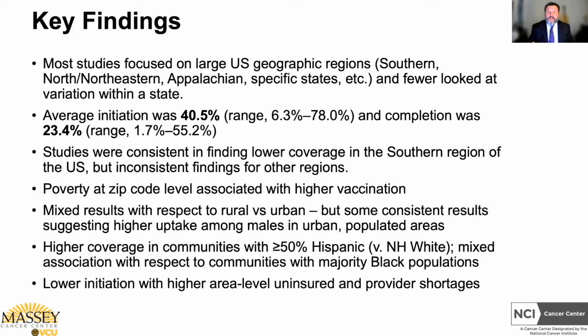With regard to rural and urban, some studies looked at these differences, and there were some consistent results suggesting higher uptake in more populated areas, especially for boys. With regard to race and ethnicity, many of the studies did find that higher coverage was found in communities with majority Hispanic populations, and there were mixed results with regard to communities with majority Black populations. And finally, studies were consistent in finding that there was lower initiation with higher area-level uninsured rates and provider shortages.